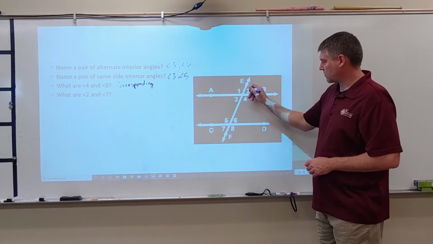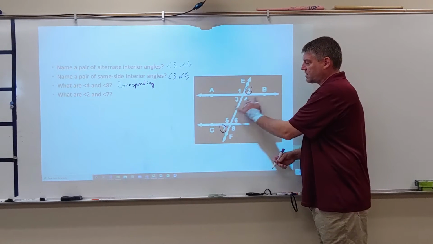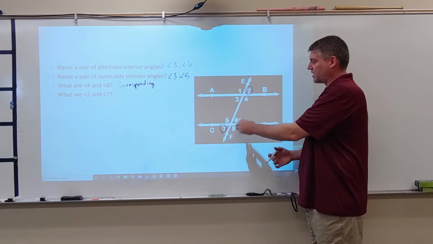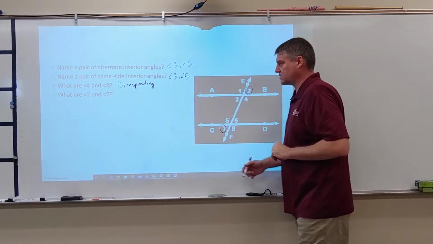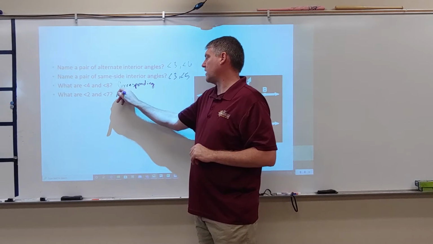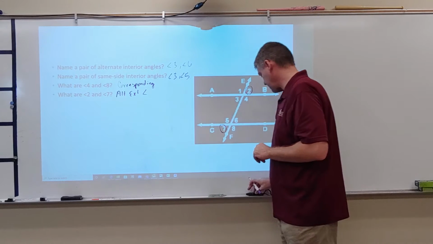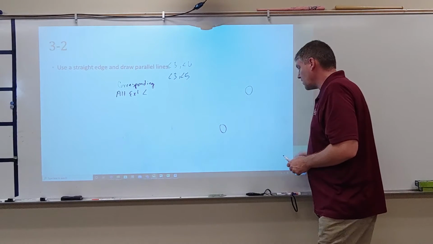What are 2 and 7? So here's 2, here's 7. So 2 and 7 are on opposite sides of the transversal, so we know that's alternate. And they're on the outside of our corresponding lines, so this would be alternate exterior angles. Okay? And I kind of abbreviated that there. All right, so 3, 2.